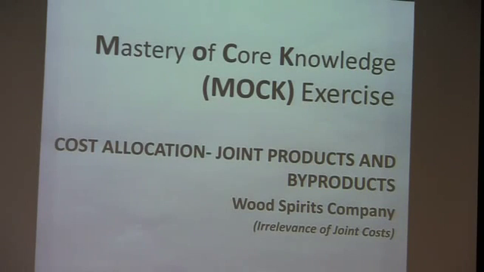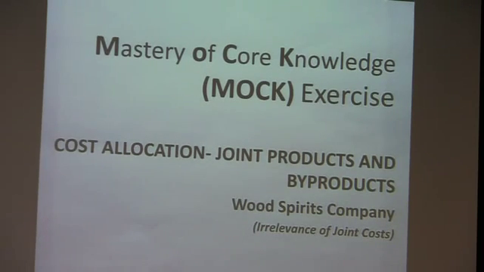For this mock exercise, we're going to take a look at cost allocation for joint products. And we're going to take a look at Wood Spirits Company as a prime example. So let's look at the question.